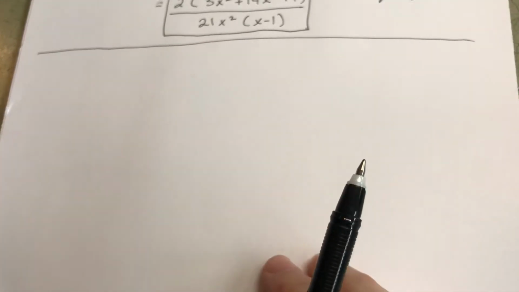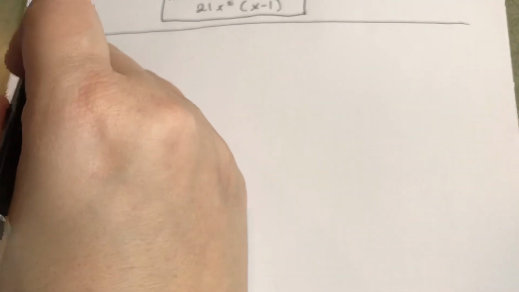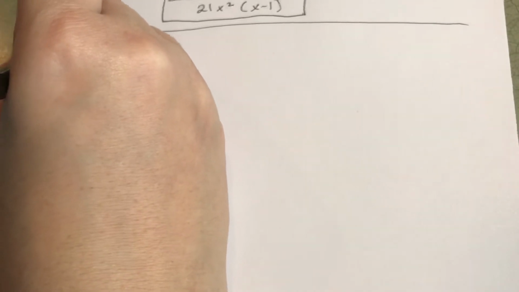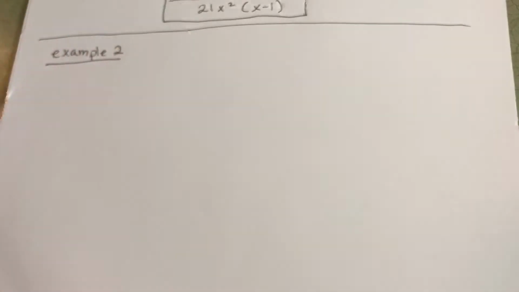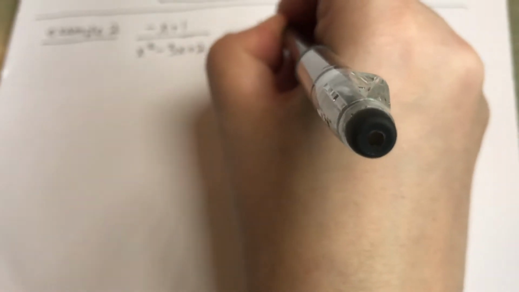Okay, so now we're going to walk through example 2. Okay, so we have negative x plus 1 divided by x squared minus 3x plus 2, minus x plus 3 over 3x minus 6.